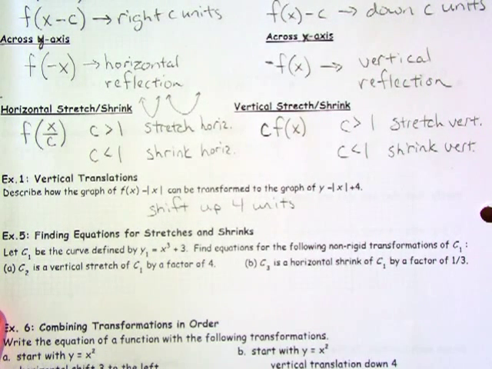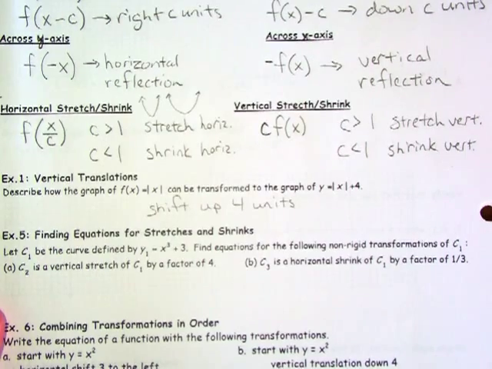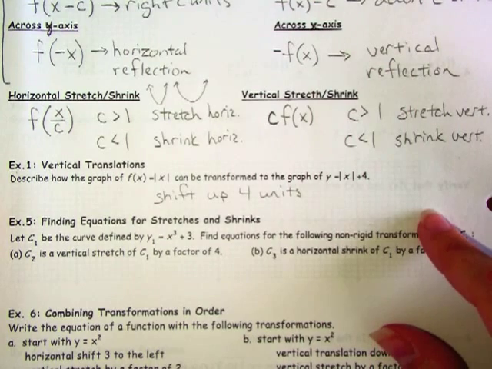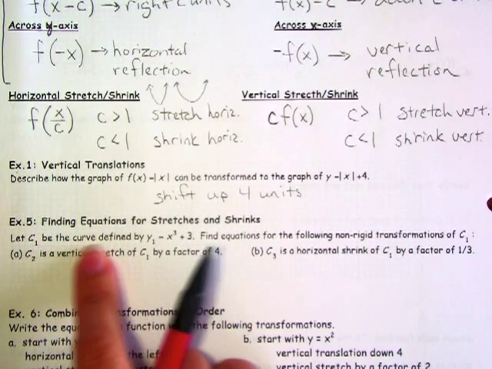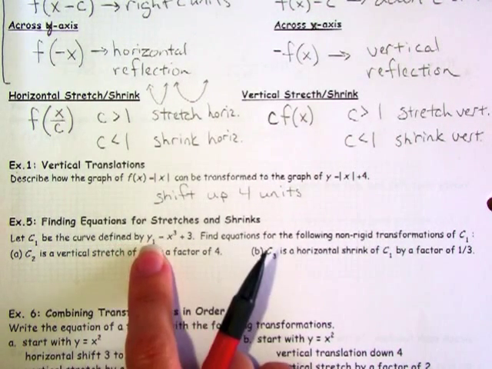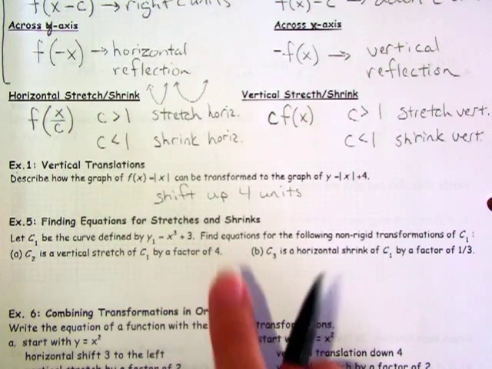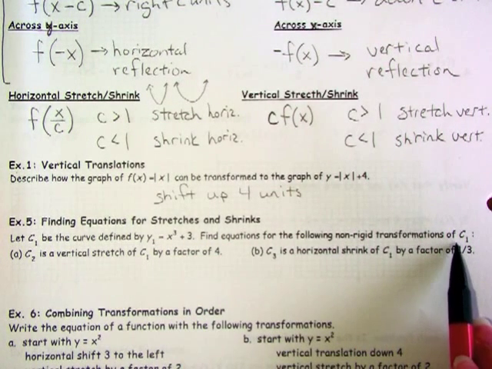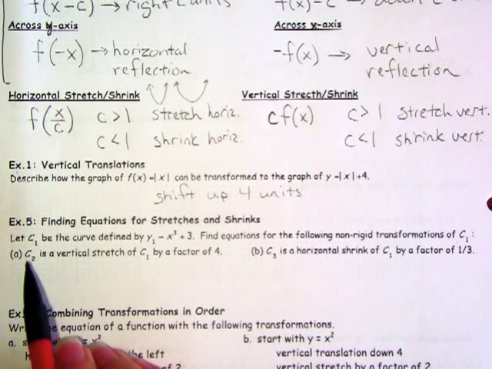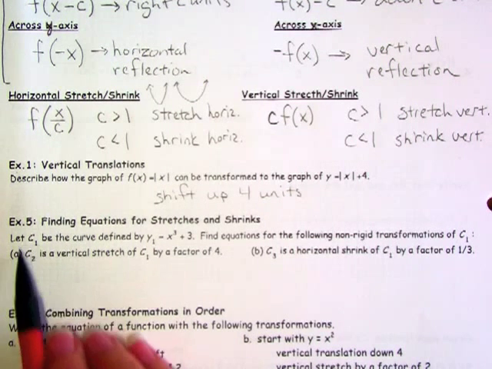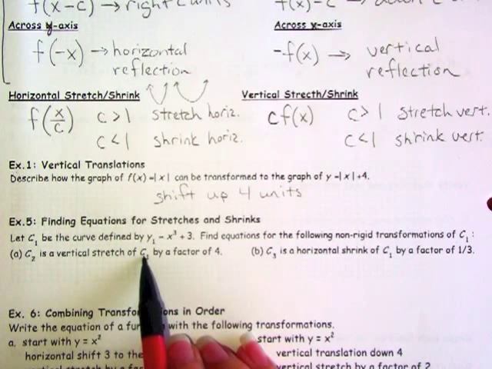Okay, as we continue on, we see other types of changes. So here now we're starting with a curve that's defined as y equals x cubed plus 3, and we want to do some changes to it. It says find the equation for the following non-rigid transformations. So non-rigid means we're going to change the shape. The first one we're going to do is a vertical stretch. So C2, our new curve, is a vertical stretch of the old curve by a factor of 4.